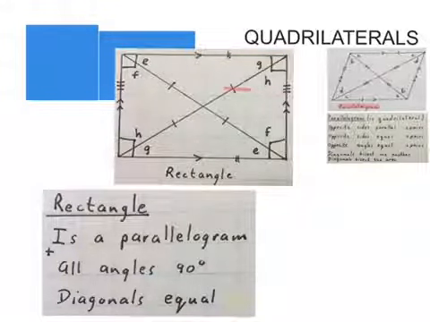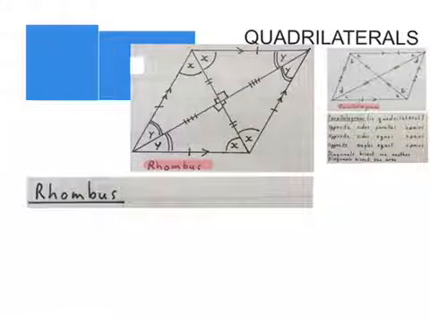Now you stop the video and you explain to me what a quadrilateral is. You explain to me what a trapezium is. You explain to me the properties of a parallelogram. And then you say a rectangle is a parallelogram with all the previous properties, and all his angles are 90 degrees and the diagonals are equal. The next shape we're going to do is the rhombus.